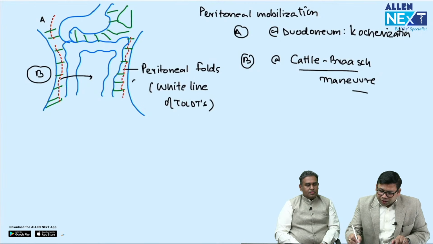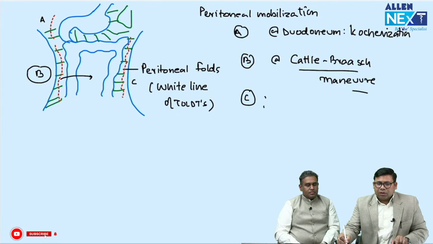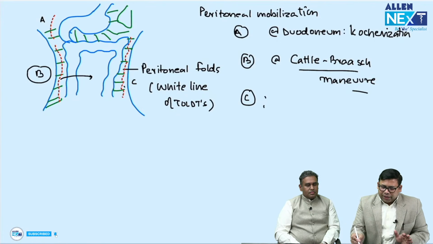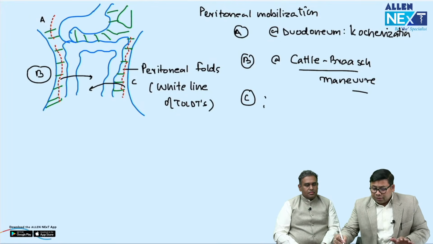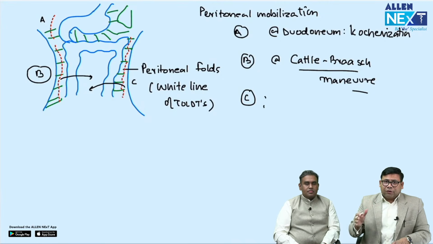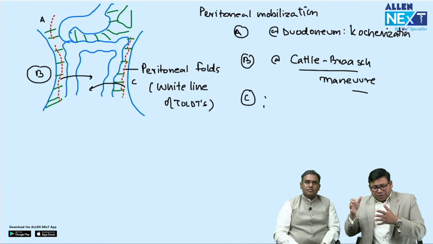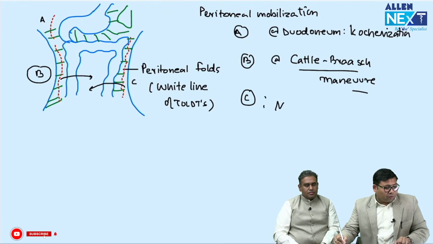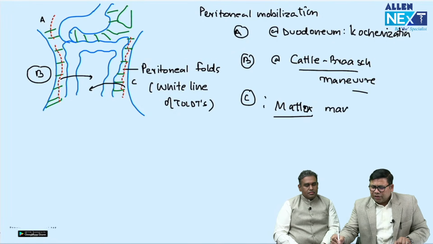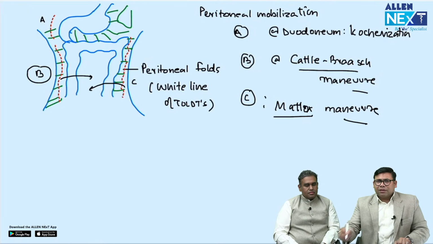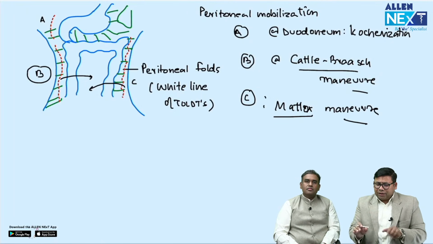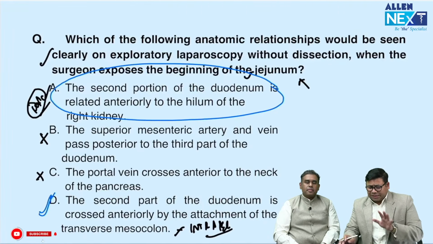And same thing if I do it for the right side. So right visceral medial rotation, or you can say division of white line of Toldt along the left side. What is that known as, students? That is known as Mattox maneuver, and this is a very important thing. So these are the first 3 things that we can understand from this basic dissection.